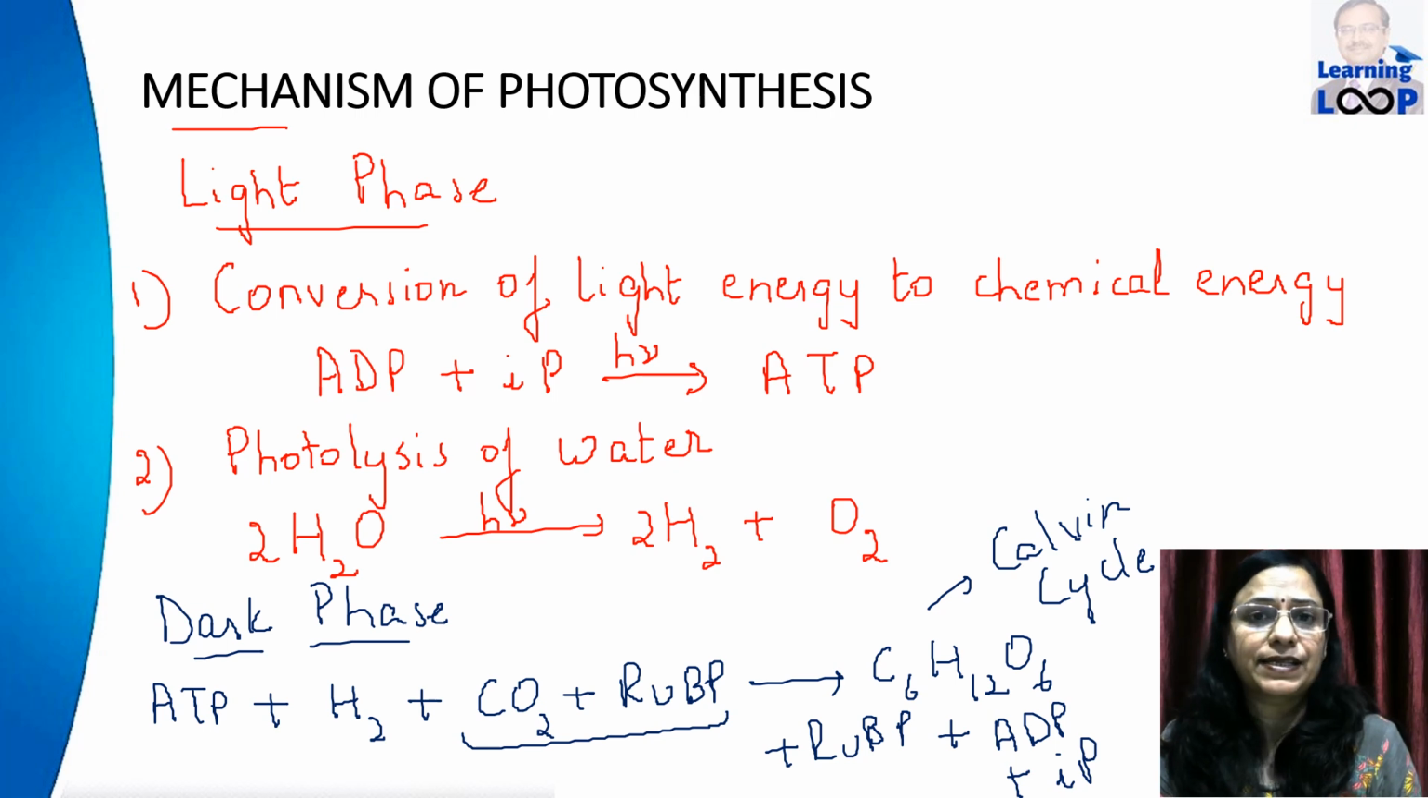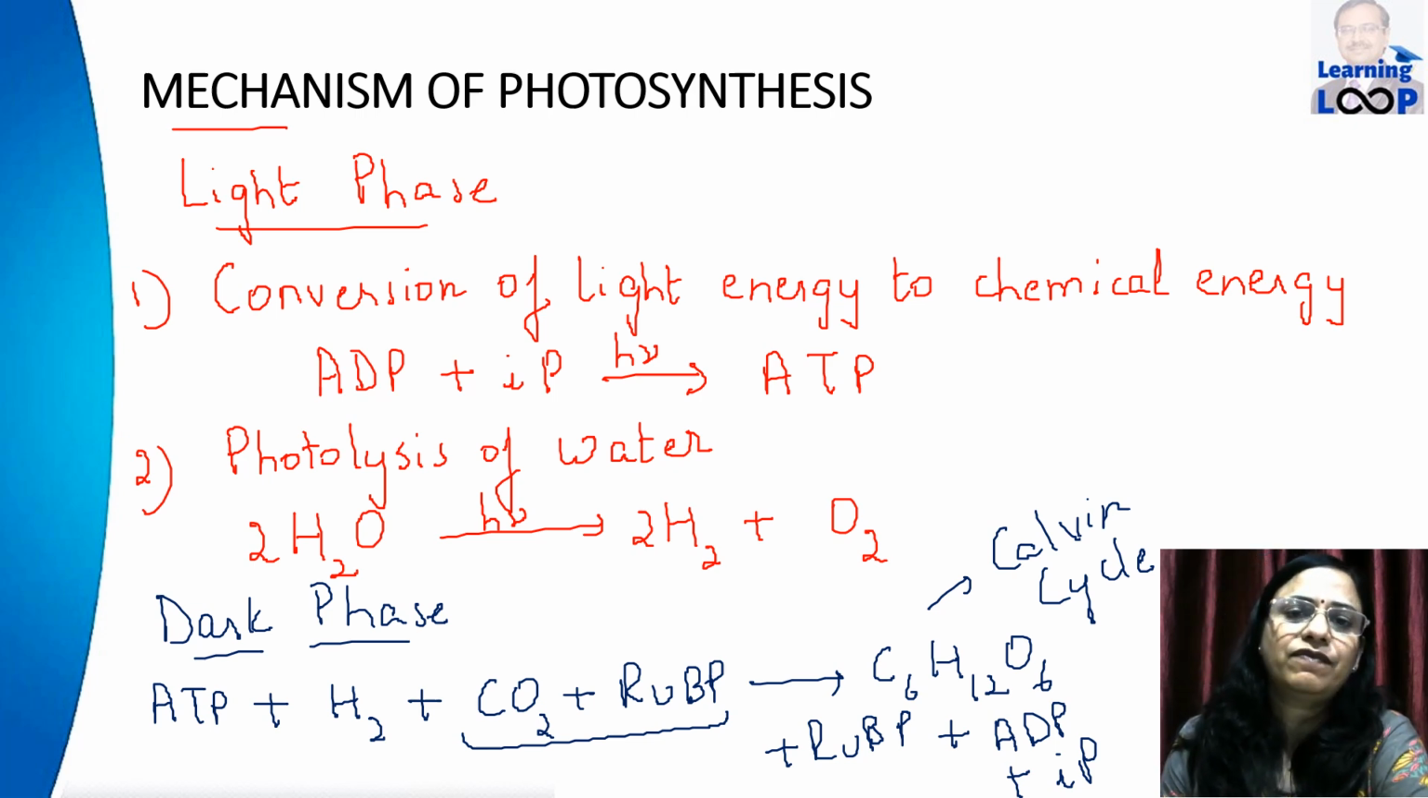Like for desert plants, they can't open their stomata during daytime because that will result in excessive loss of water from the leaves. So what they do is they prepare intermediates and store them, and at night when the sun is not there, it's comparatively cooler. At that time they complete the process by taking in carbon dioxide from the outside.